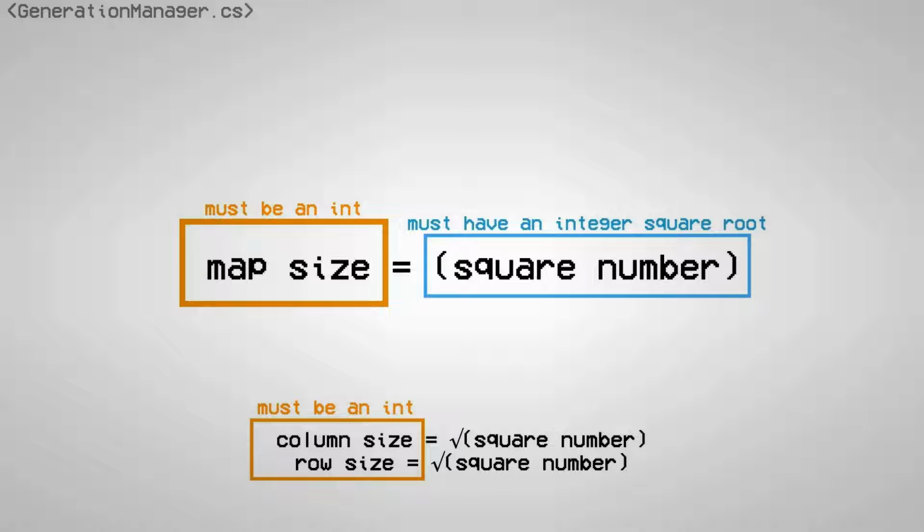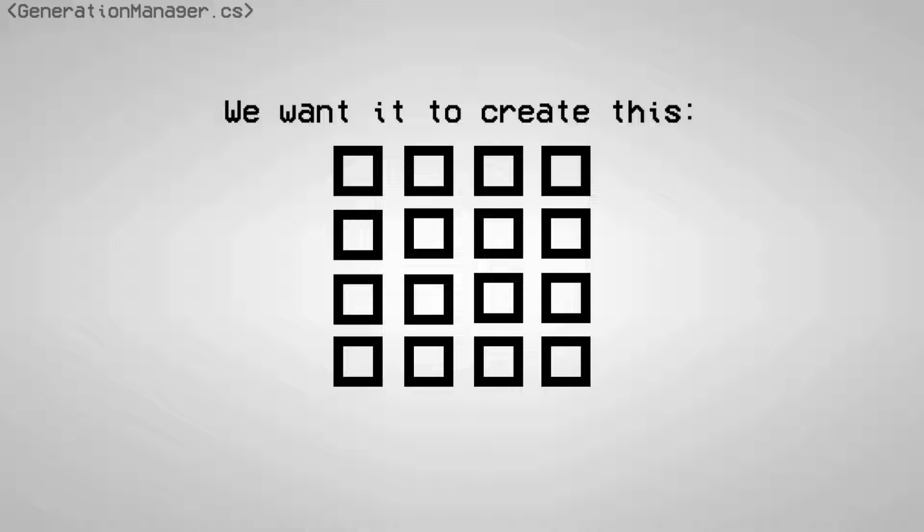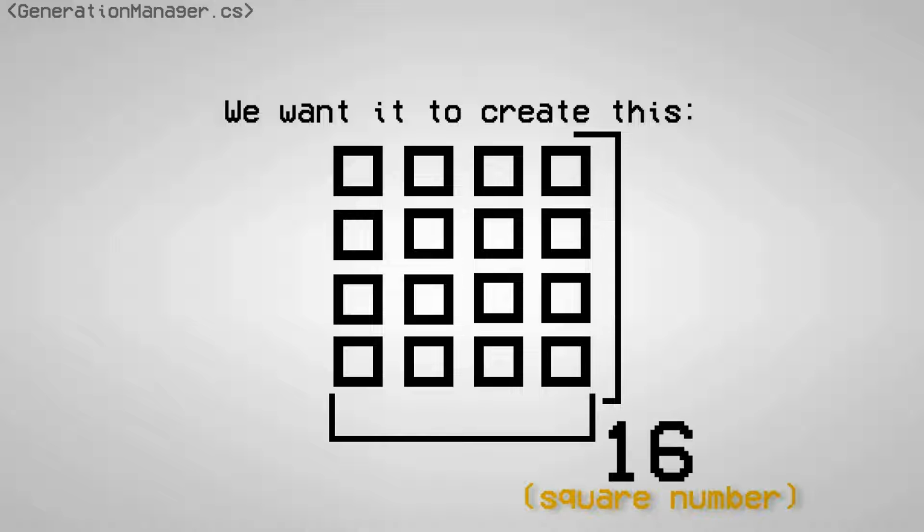And the square number needs to have an integer square root, which is what gives it the quality of actually being a square number. This is why when we put in 16, it works, because the square root of 16 is 4, which is an integer. But if we put in 8, it doesn't work, because the square root of 8 is 2 point something, and that's a float. So for now, when we code our script, we're going to keep the map size as 16, because that's the easiest number to work with.